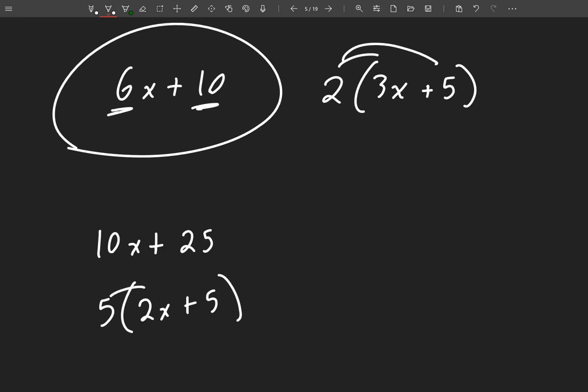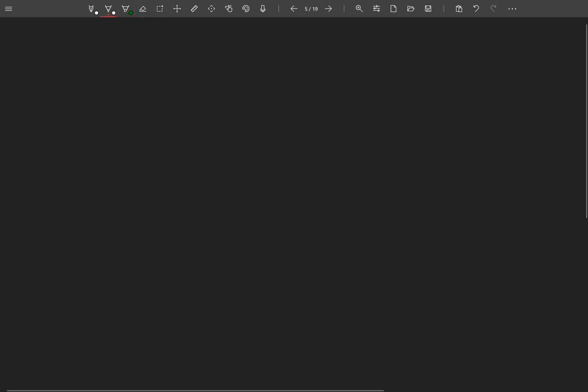And again, if you multiply these out, 5 times 2x gives me 10x, and 5 times 5 gives me 25. So working backwards or forwards, however you want to think about it, multiplying back through will give me this. So that means that I did do the factoring correctly. All right, let's do a couple more before we make this more interesting.